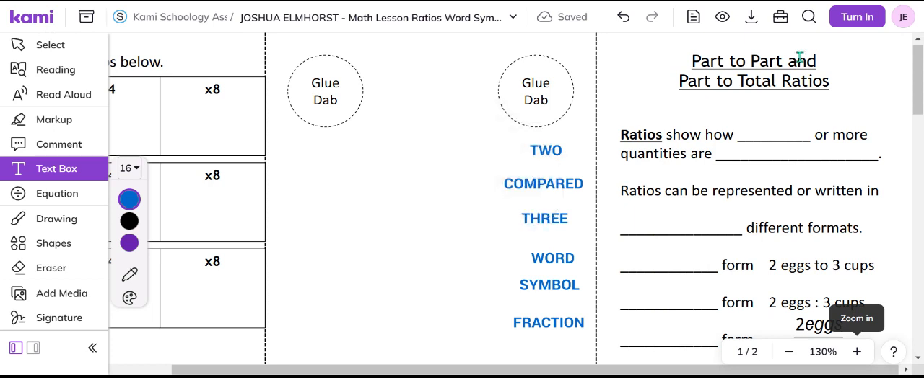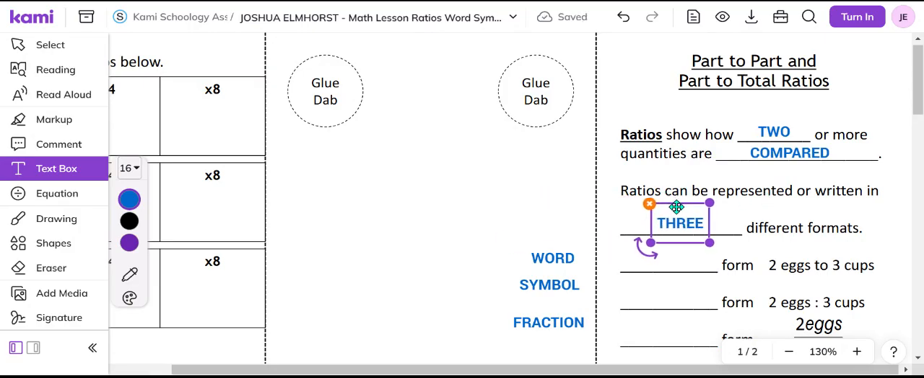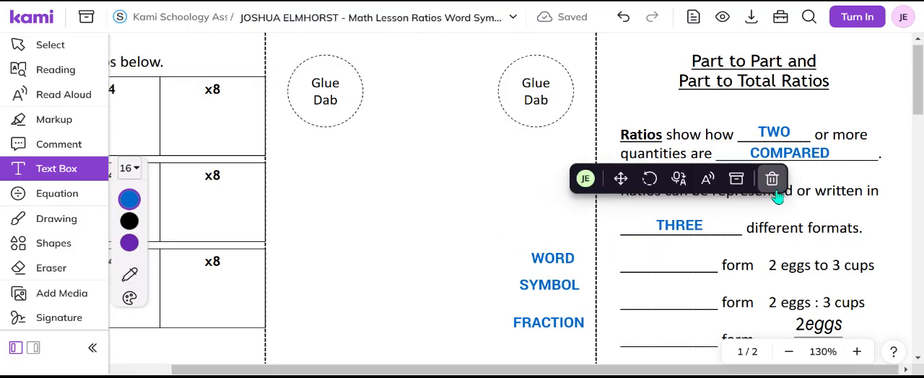Elmhorst with the math lesson, where we're going to take a look at ratios and how we write them in word, symbol, and fraction form. So ratios show how two or more quantities are compared or linked, connected. So boys to girls, cats to dogs, brown to green. So we just do a link comparison. Ratios can be written in three different forms, three different formats.